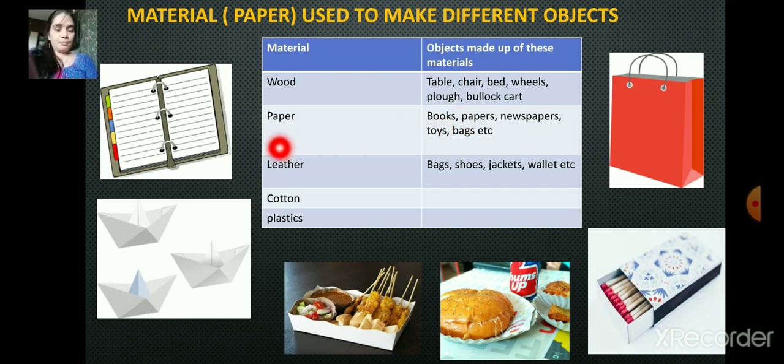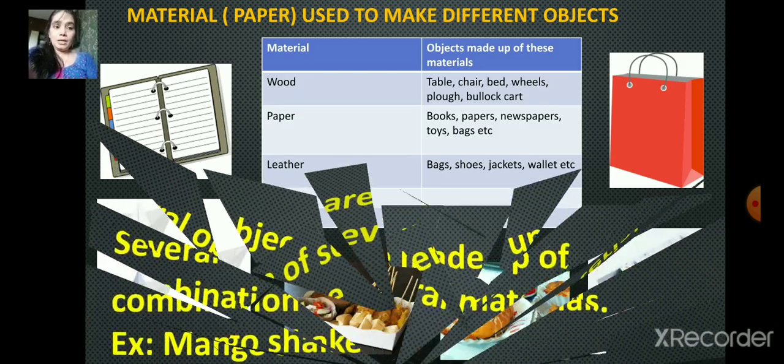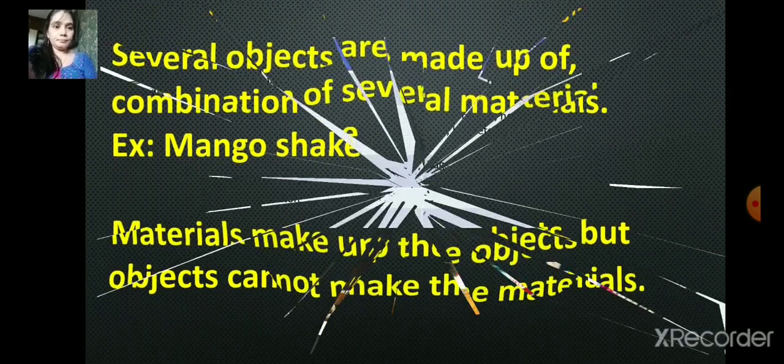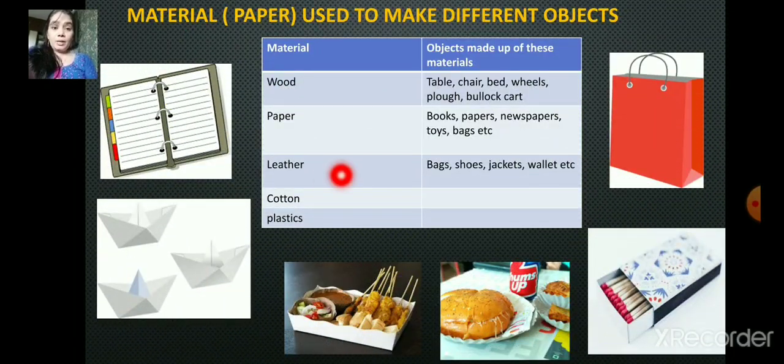Next one is paper. So with paper, what can you make? We can make books, we can make any paper foldings. So many things we can make. And next one is leather. So what are the leather materials? Bags, shoes, jackets, wallets, etc. So we have a variety of leather materials also. So if we take cotton, plastic, so many materials we can make.